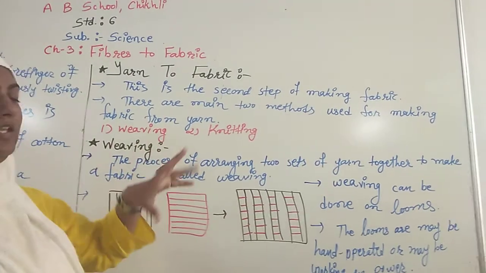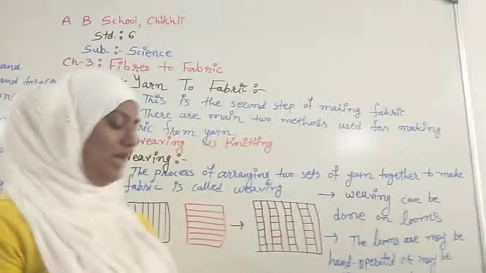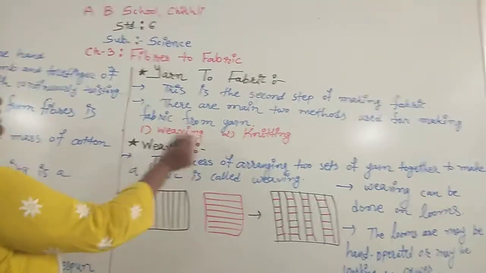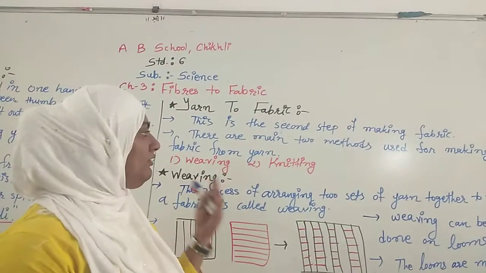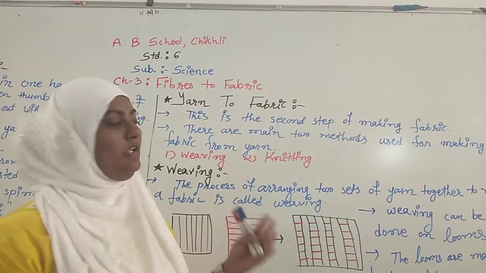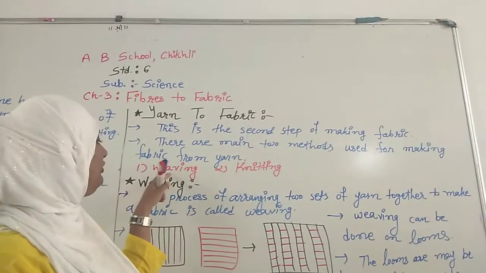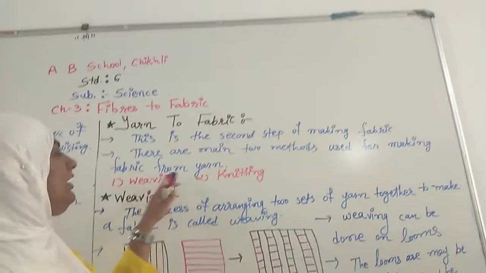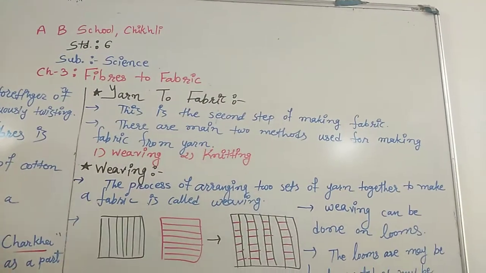So there are two main methods used for making fabrics, which are weaving and knitting. If you are asked what the methods for making fabrics from yarn are, then you have to write the answer: weaving and knitting. So now, what is weaving?